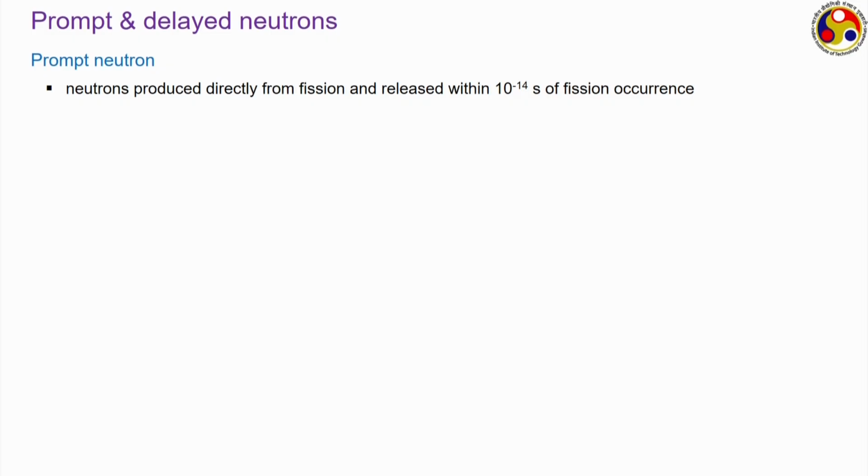Next, we move to the prompt and delayed neutrons. These two terms were introduced earlier in one of the earlier modules, and we clearly know that prompt neutrons refer to the neutrons which are produced directly from the fission, and therefore they appear within 10 to the minus 14 seconds of fission occurrence.